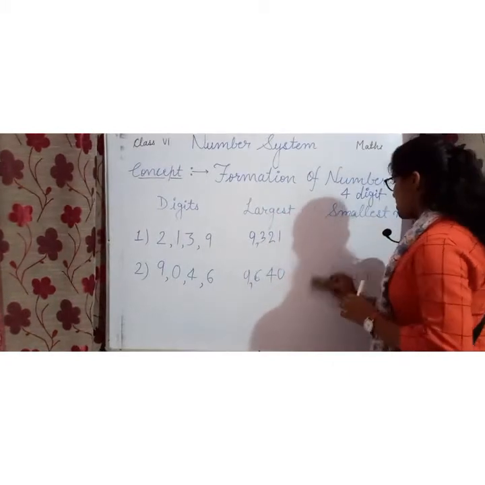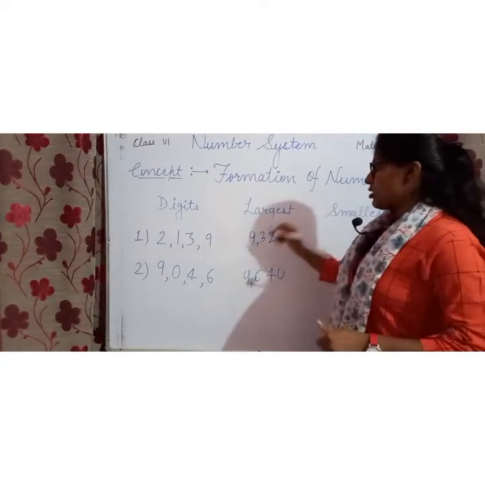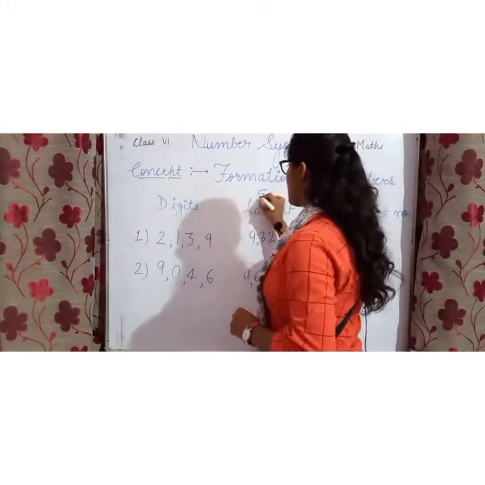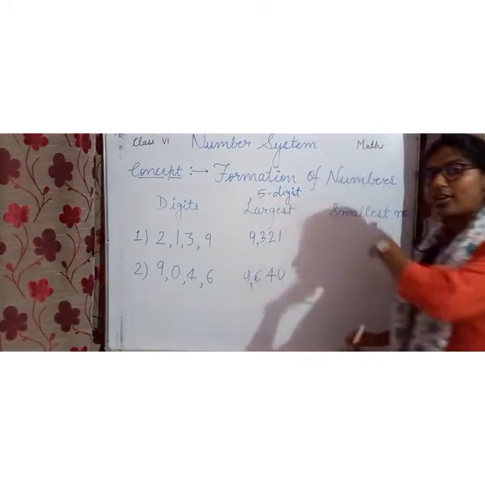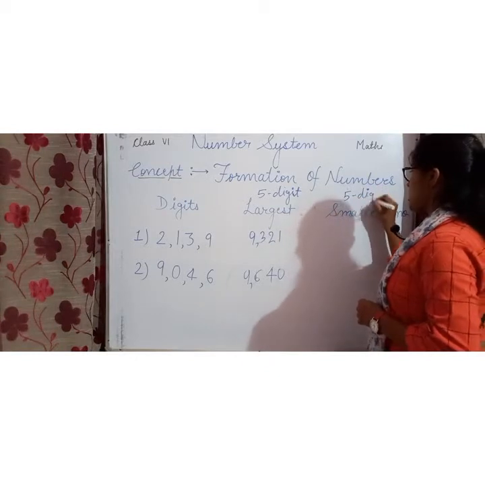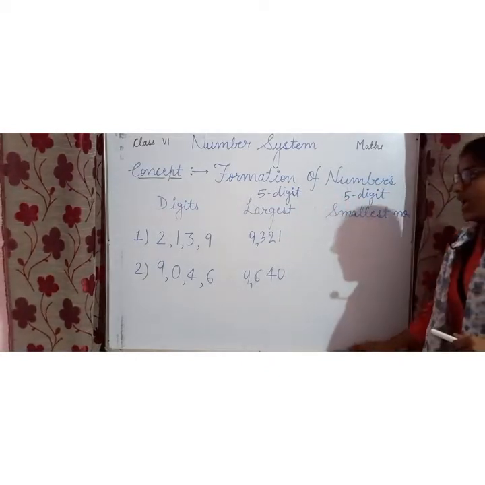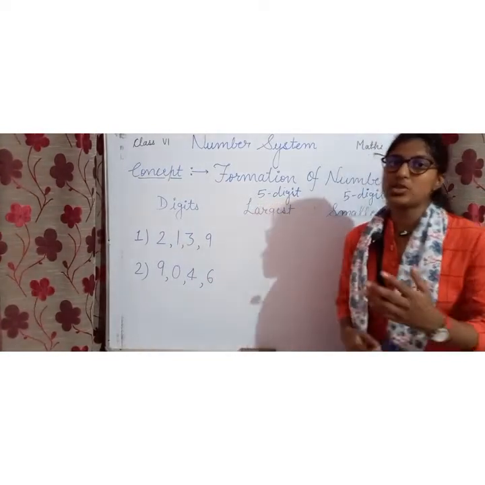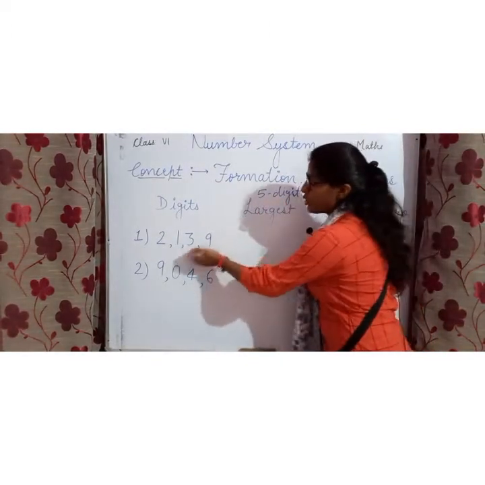Just, the question is asking to form the 5 digit largest number. You form a 5 digit largest number and you form a 5 digit smallest number. Okay? The question is asking for the 5 digit smallest number and the 5 digit largest number, and the digits are the same. No variation in the digits. In that situation, what do you do? The question is asking for 5 and we have only 4 digits.